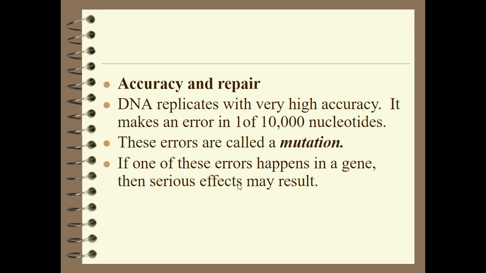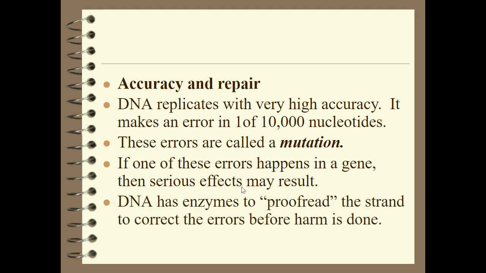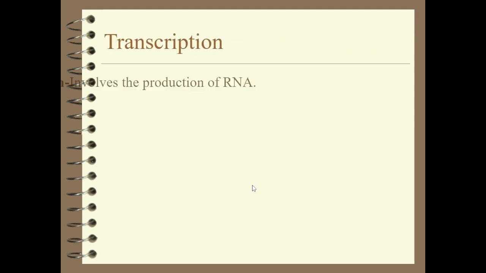So DNA replicates with very high accuracy. There's only an error about 1 in every 2,000 to 10,000. So that is called a mutation. If an error occurs in a gene, serious effects can result. You can look at the different things once you get to anatomy or something like that. They'll go over basically what these mutations are. DNA enzymes proofread the strand to correct the errors if any harm is done.